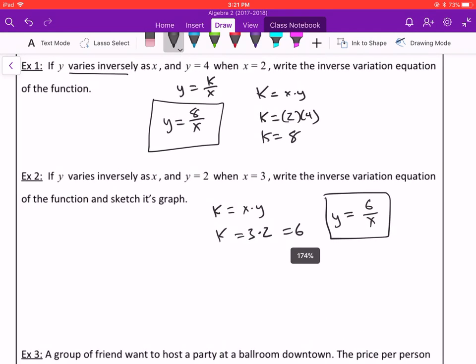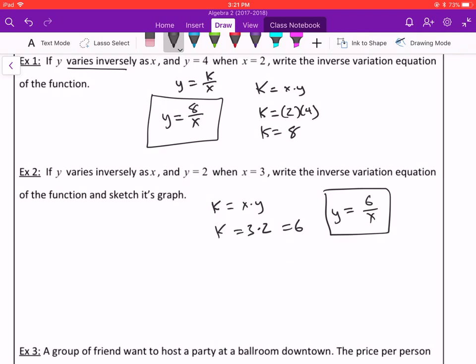Oh, I gotta sketch the graph. Okay, so if y varies inversely, I didn't read the full problem, apologize, but we want to sketch the graph too. So if I have y equals 6 over x, I know that your a is going to be 6, your h is going to be 0, your k is going to be 0 as well, correct? So if I were to sketch this graph, we have our asymptotes at 0, and we have the other asymptote at 0. Our graph would look like where a is 6.